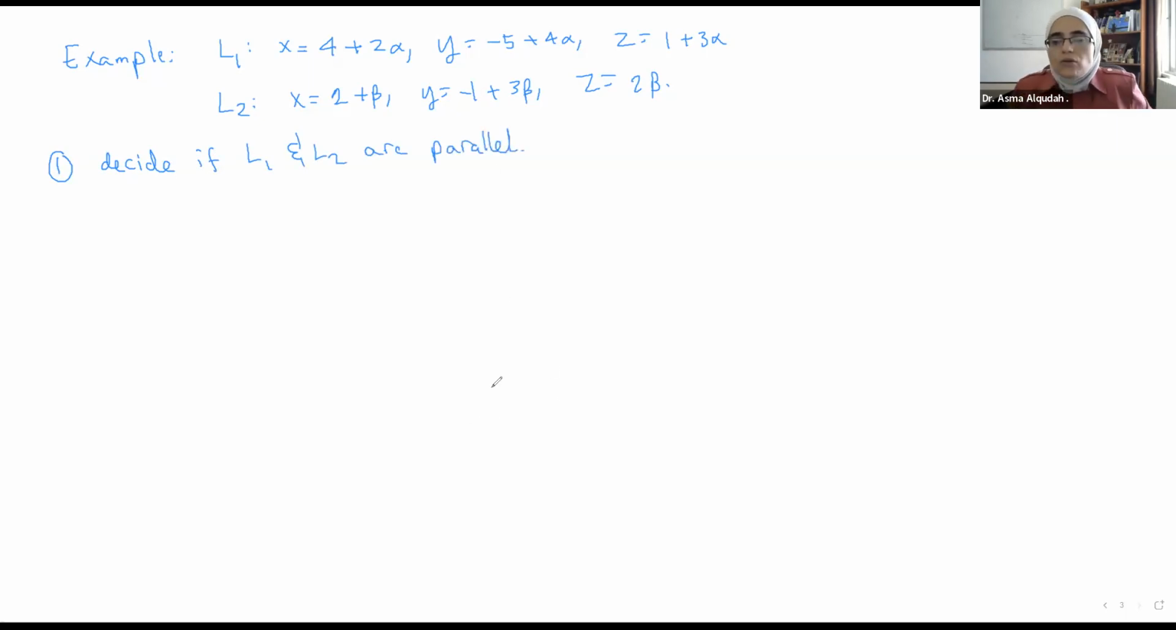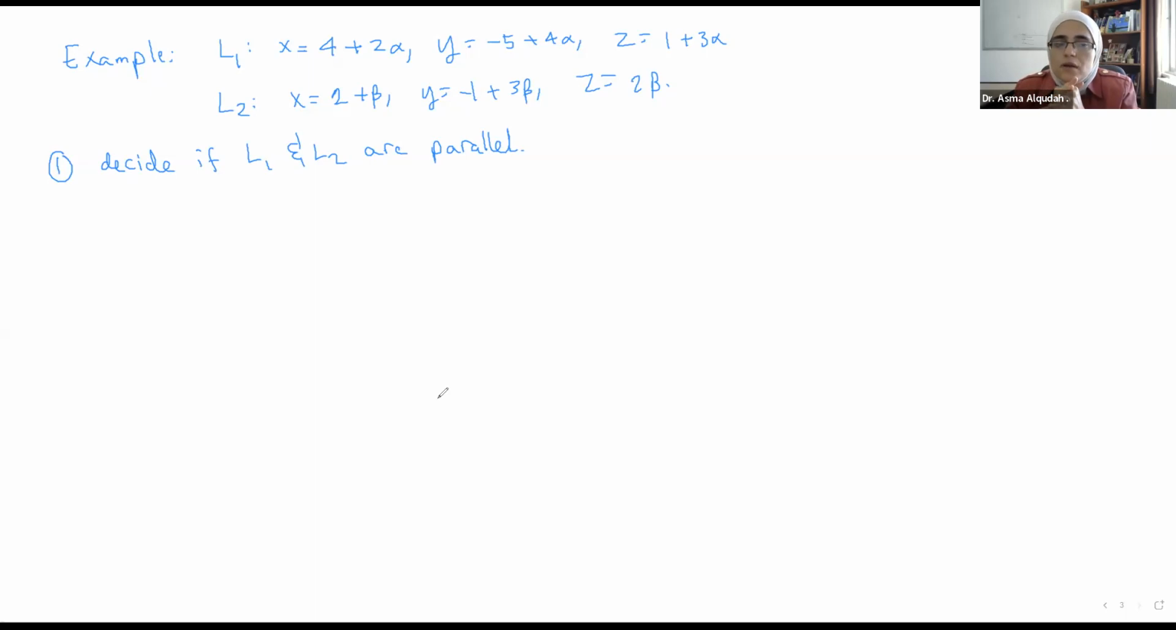To find out if the two lines are parallel, we want to do a cross product between them. Because if the two lines are parallel, that means the angle between them is 0. And if the angle is 0 and we make a cross product between the two lines, then the cross product should give me a result of 0. So that's what we are going to do.